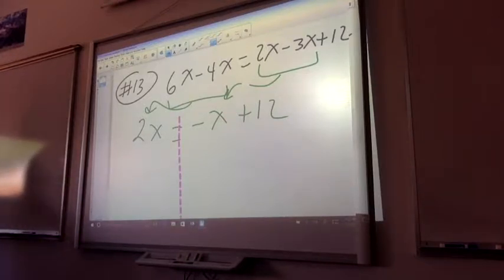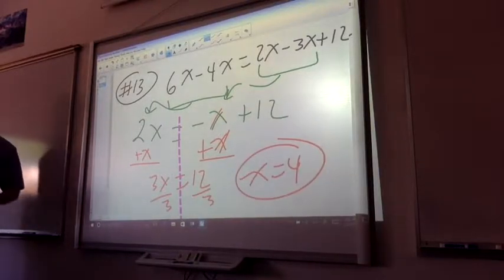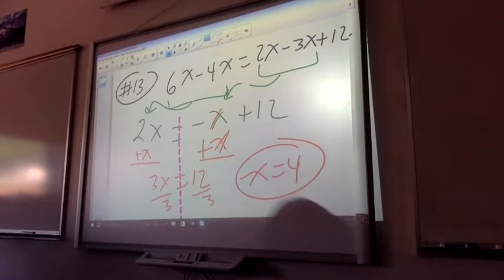So now I can do my dotted line. I can add x to both sides. x is the same thing as 1x, so those cancel, so 3x is equal to 12. And then divide each side by 3, x is equal to 4. Okay? Does that seem okay? Perfect.